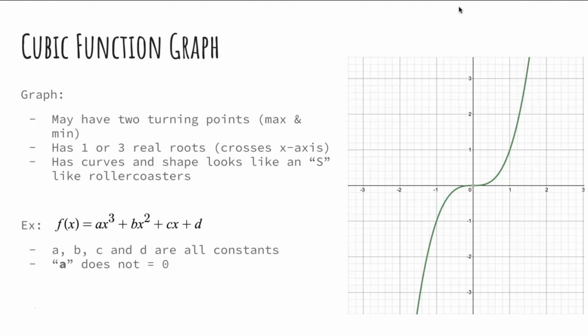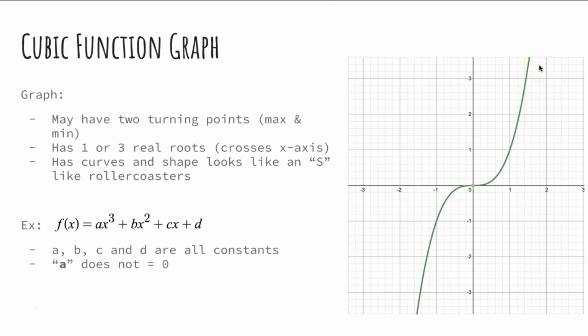Regarding the characteristics of the graph, it will have 2 critical turning points, which are the maximum and the minimum. And the cubic function graph will have either 1 or 3 roots. In other words, the roots are the solutions to the equation, because the graph will always cross the x-axis. The graph itself will have a lot of curves, and the shape looks like an S, which is common in a lot of roller coasters, as you can see here.